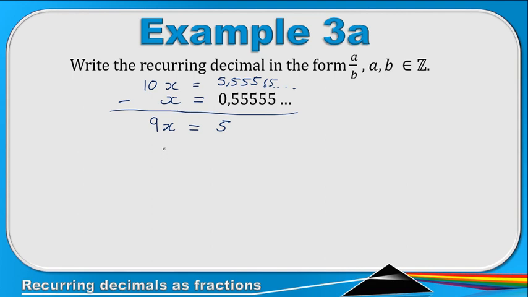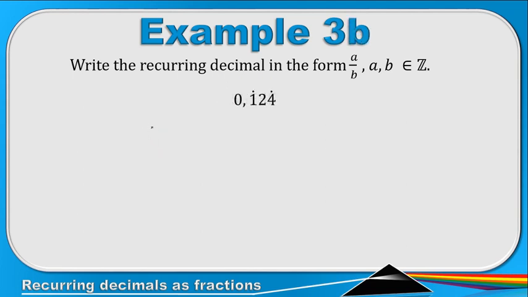Then to get x on its own again, we just divide both sides by 9. And then our answer is 5 over 9. So here we can see that we can write this value as 5 over 9. And if you've done the sum, an easy way to check yourself: just type into your calculator 5 over 9, press SD, and see that it's equal to 0,5 recurring.